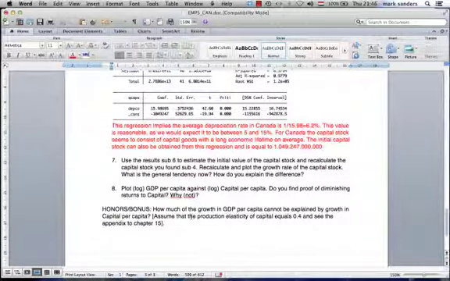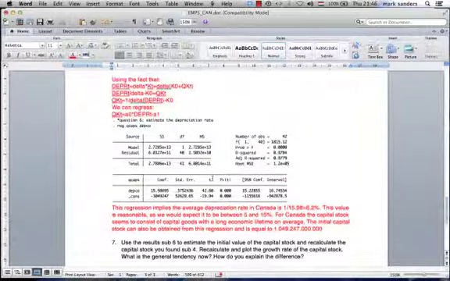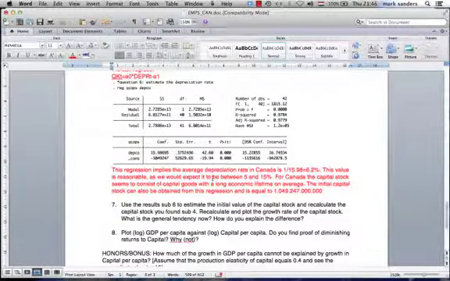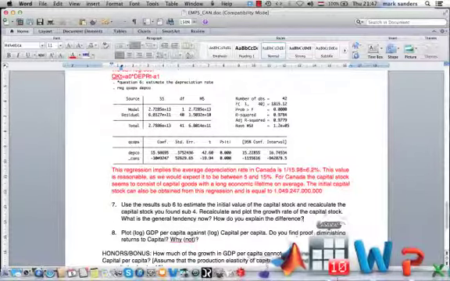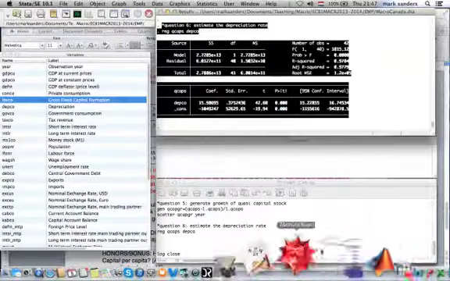Okay. Use the results of question 6, these results, to estimate the initial value of the capital stock and recalculate the capital stock you found in question 4. Recalculate and plot the growth rate of the capital stock. What's the general tendency now and how do you explain the difference? Aha. Okay, save this. Let's go back to Stata.